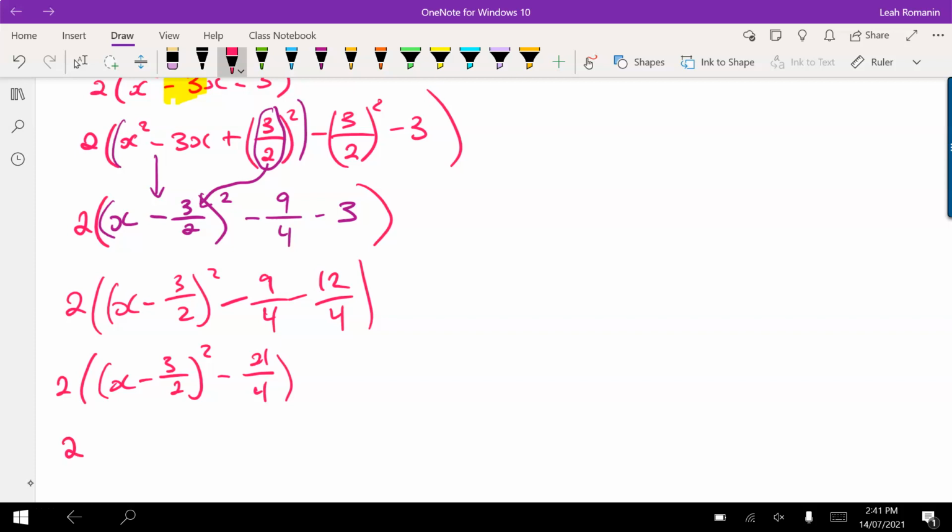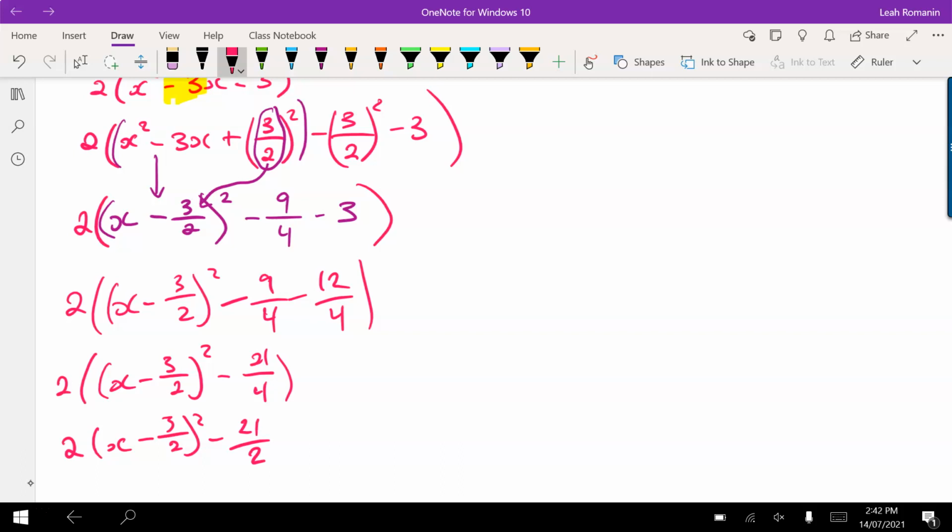So when you multiply the 2 back into your big bracket that you've now got, it can stay outside this bracket, but what it'll multiply by 2 is your 21 over 4, which is going to be 42 over 4, but I'm just going to cancel them by a factor of 2 and make it 21 over 2. Okay, so that is your squared bracket. That's your turning point bracket.